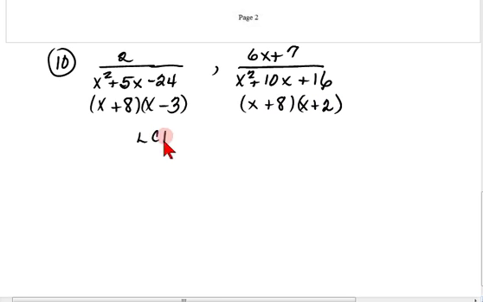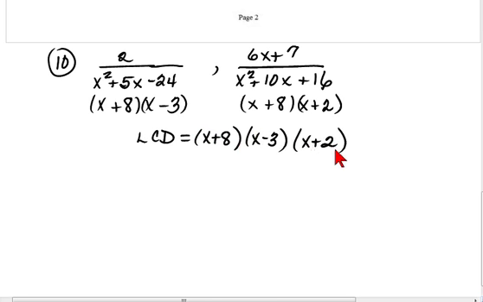The LCD. I need one of every distinct or different kind of factor. So what do I get? X what? X plus 8. I need an x minus 3 and an x plus 2. Should I have x plus 8 written as a second degree? Yeah. The answer is no, because it's not squared here and it's not squared here. So it's not squared in the common denominator. You only take the high power that exists, and there is no power other than a 1.